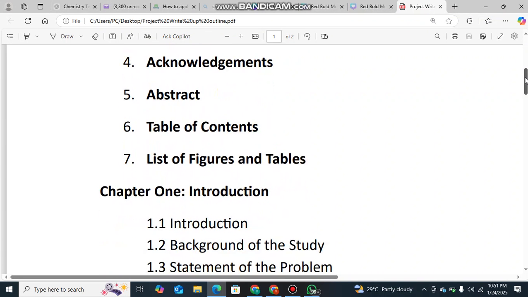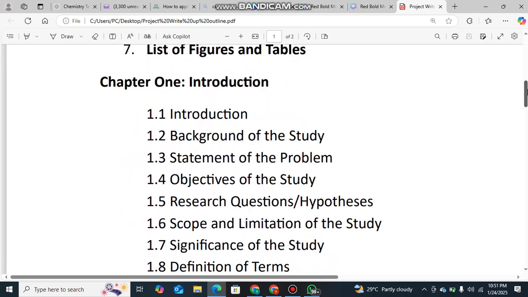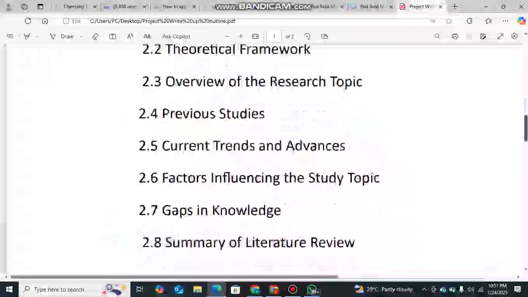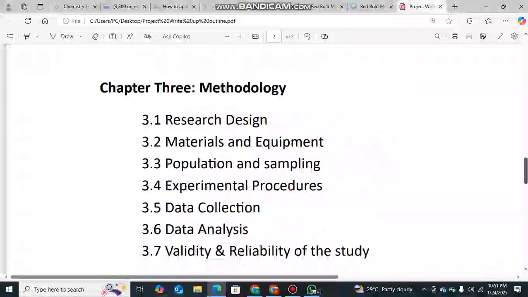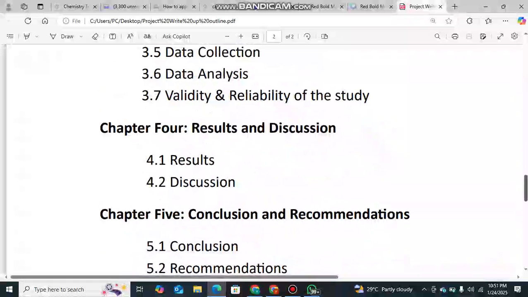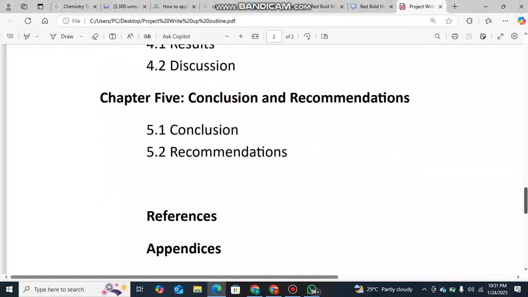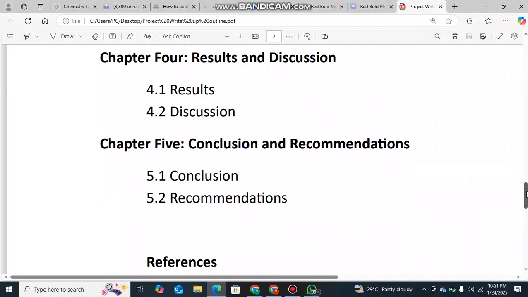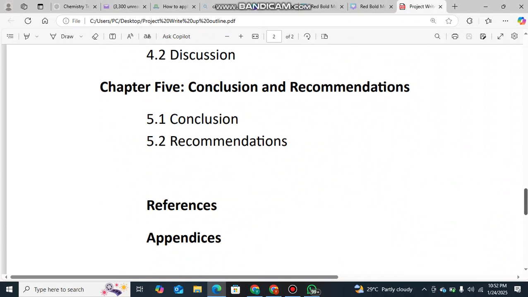Now, talking about the main sections of the project, there are 5 main chapters. The main section comprises 5 main chapters. Chapter 1 is the introduction, chapter 2 is literature review, chapter 3 is methodology, chapter 4 is result and discussion, and chapter 5 is conclusion and recommendation. And beyond chapter 5, we also have references and appendices.